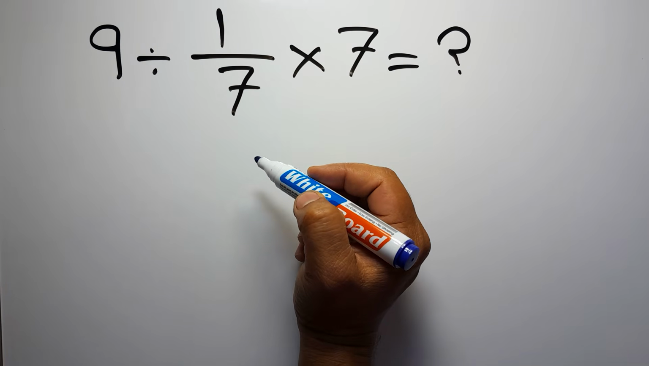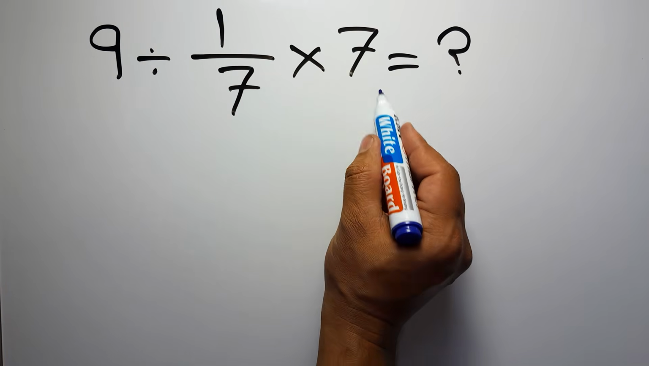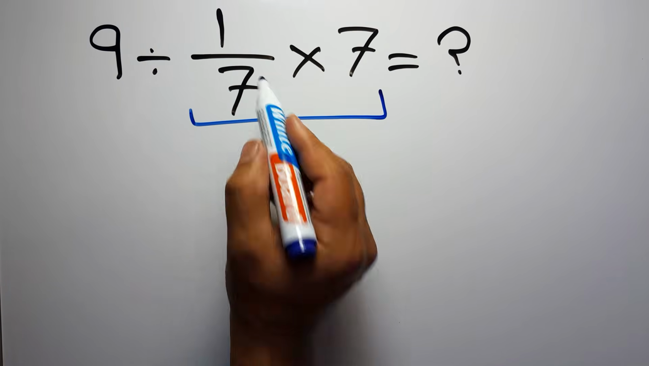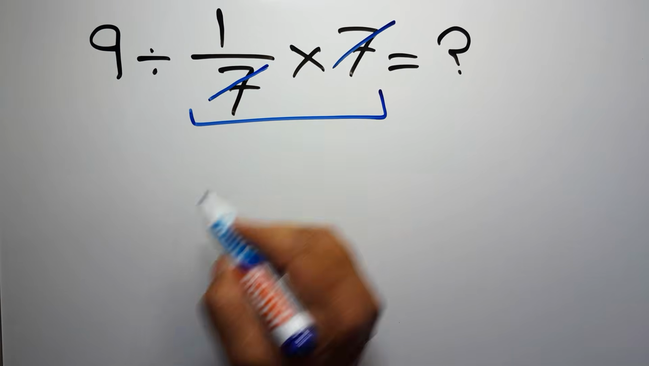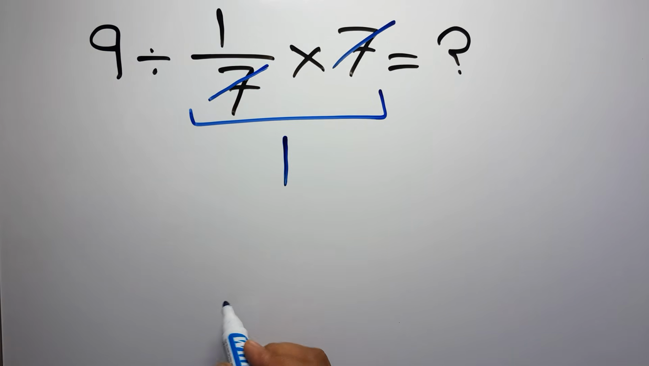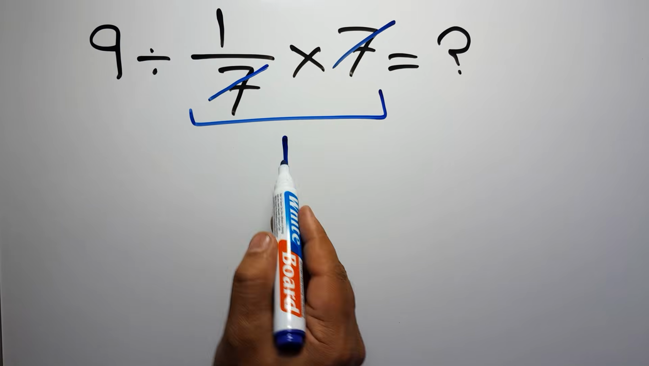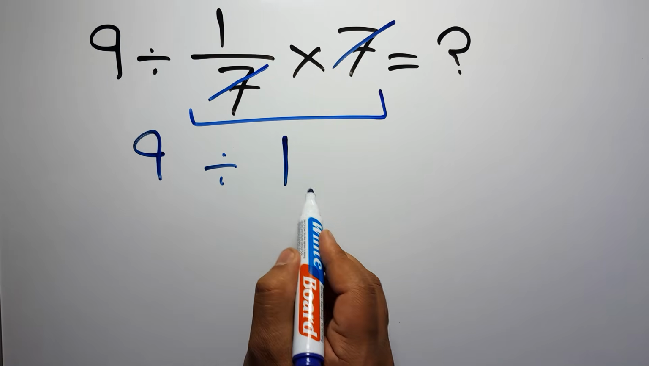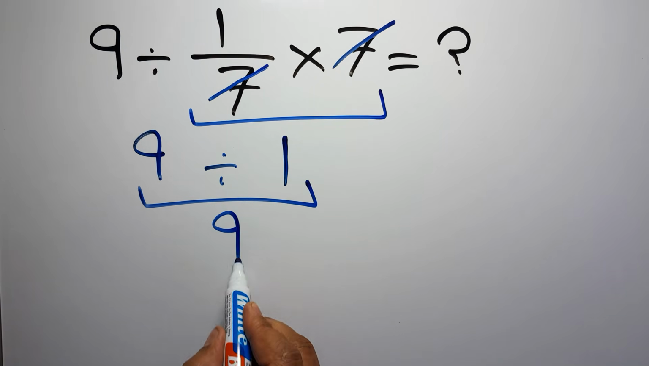First, we do this multiplication. 1 over 7 times 7. We can easily cancel this 7 and this 7. So here we have just 1. And 9 divided by 1 gives us 9.